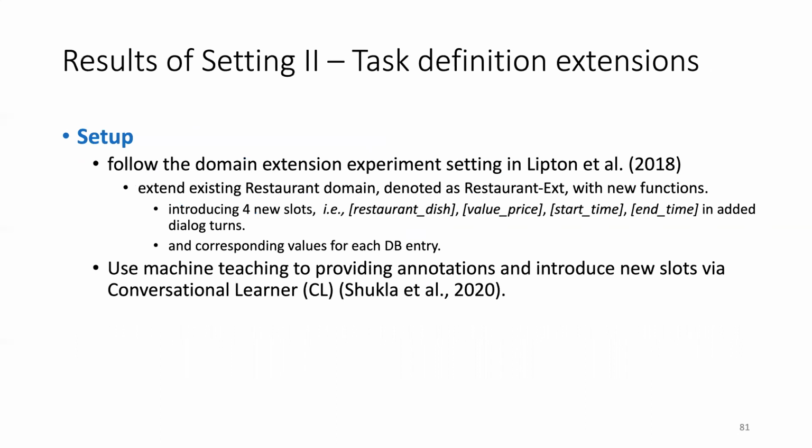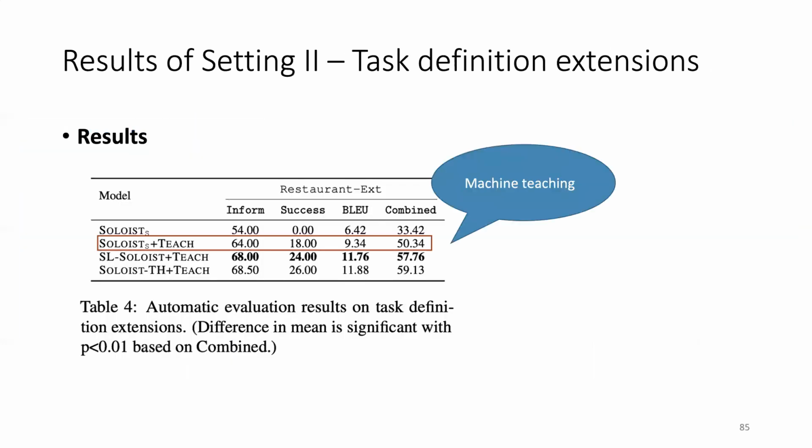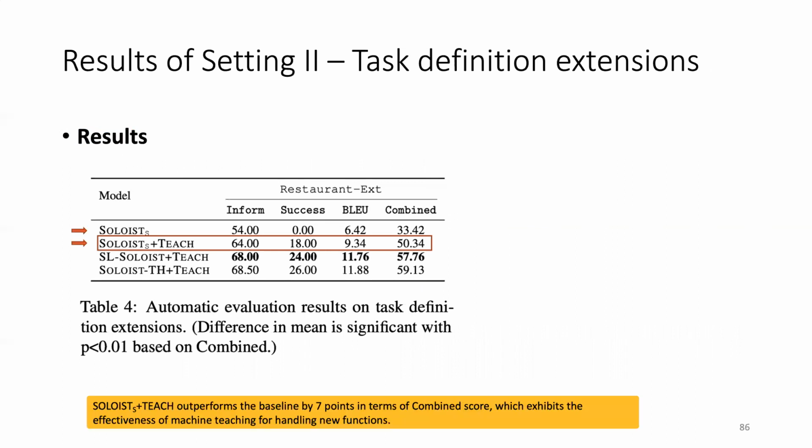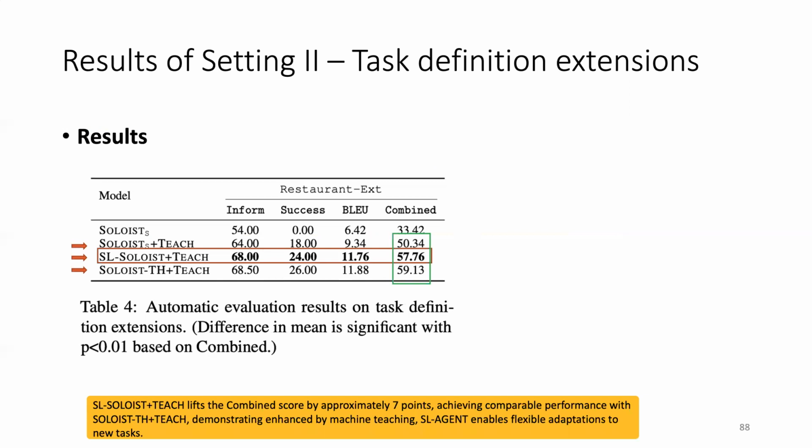Then the second setting, we follow the domain extension experiment setting by introducing new slots and DB values. The second row refers to the result of machine teaching, which is trained with 10 annotated dialogues obtained through machine teaching based on SOLOIST-S. The result exhibits the effectiveness of machine teaching for handling new functions. Then it is deployed and refined using the SL agent. It shows that, enhanced by machine teaching, the SL agent enables flexible adaptations to new tasks.